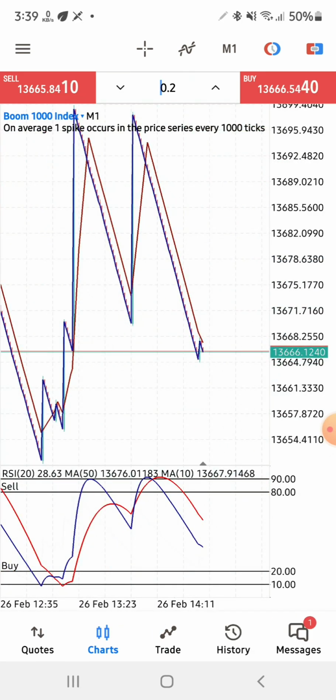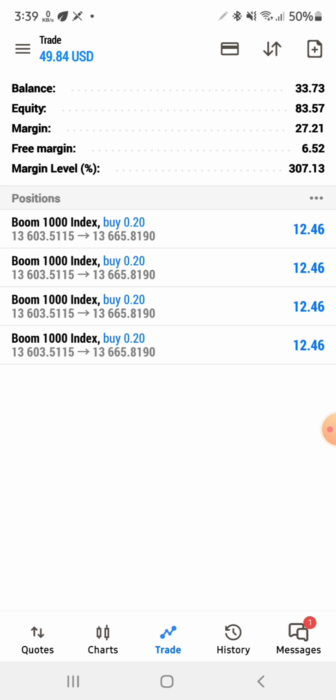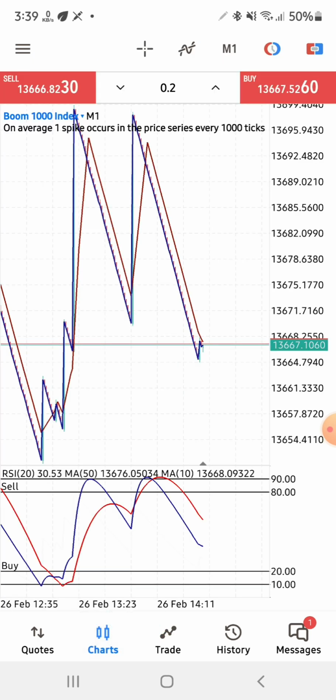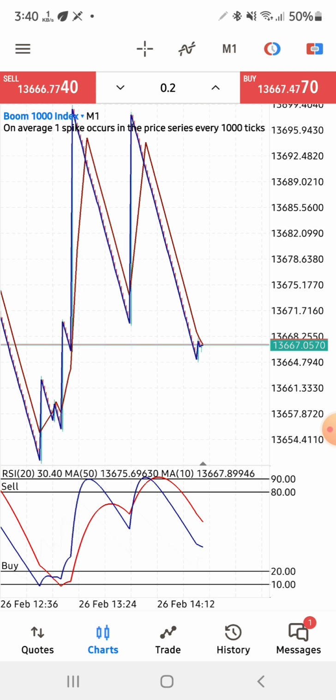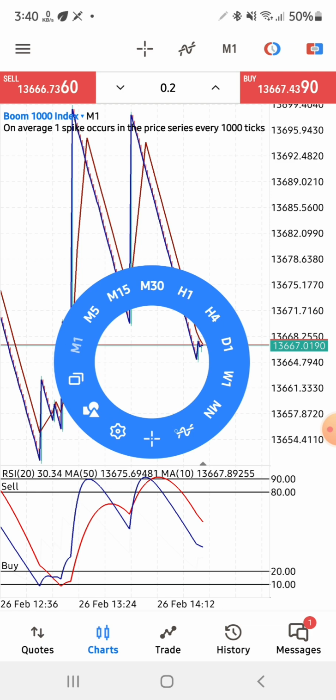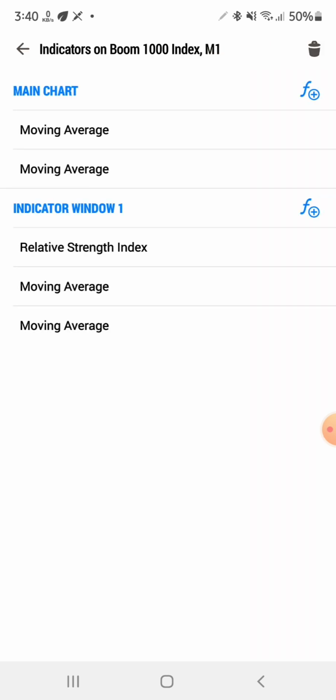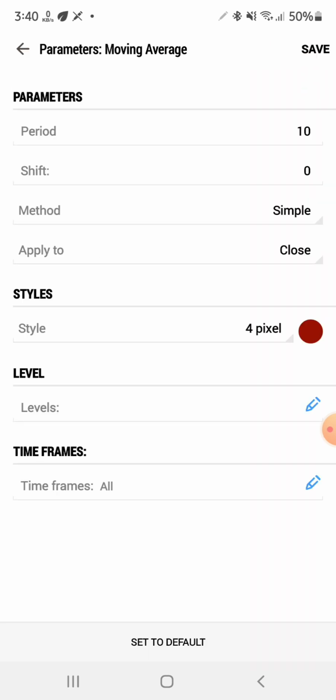And there we have the result. I've been holding for quite some time now, and I'm still going to keep holding this particular one. Before I go further, let me show you the settings for this strategy. On the main chart are our moving averages settings. You need to make the first one red, period 10, exactly the way you see it on my screen, and the second one is the blue moving average, and there you have it. These are all the settings.